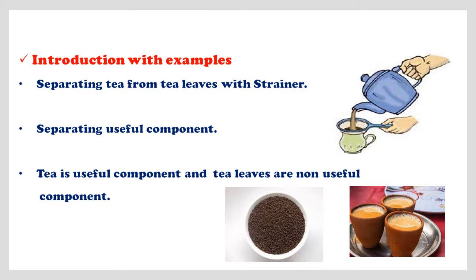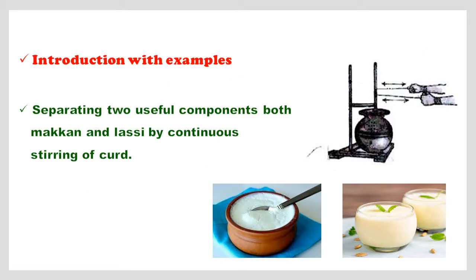Now we will look at a few more examples. Children, look at the images. Have you seen this in your home? This continuous stirring of curd is also known as churning. That means churning of curd. Why do we do this churning of curd? Why is the curd continuously stirred? Because we get butter. What do you mean by butter? Makhan. And lassi by continuous stirring of the curd.